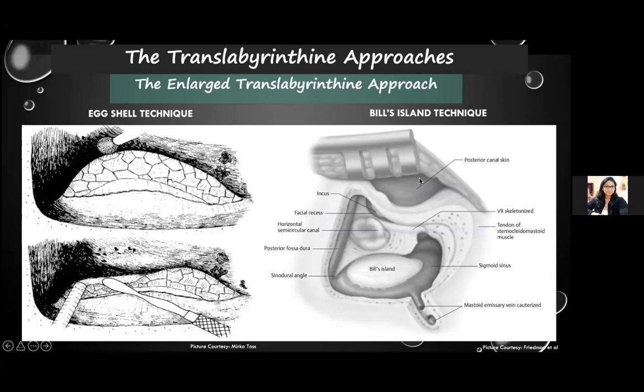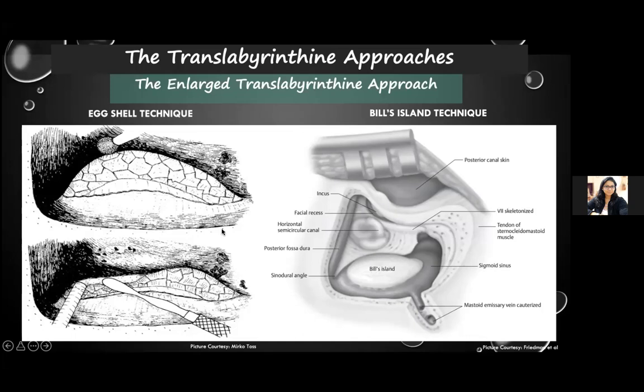Now, another prevalent technique for sigmoid retraction is the Bill's Island technique. This was advocated by Bill House, where he said that a small island of bone is left on the prominent part of the sigmoid sinus, and all the remaining bone is drilled away. The advantage of the Bill's Island technique is that it gives us more protection when we are actually retracting it using a suction tip. So that is the Bill's Island technique.